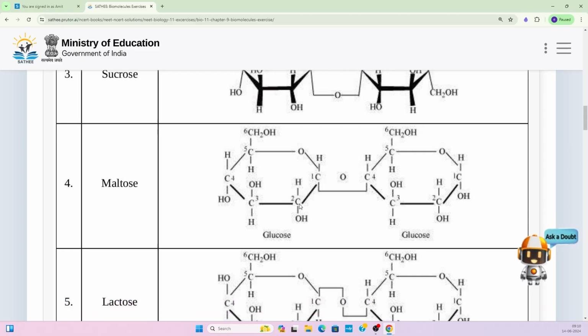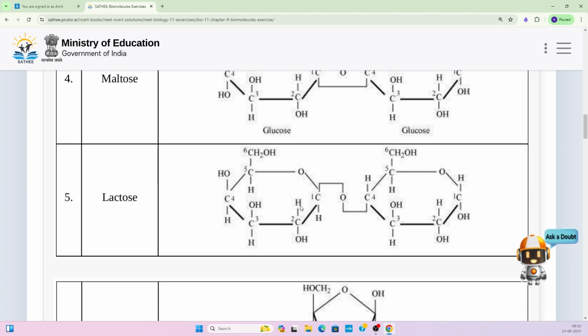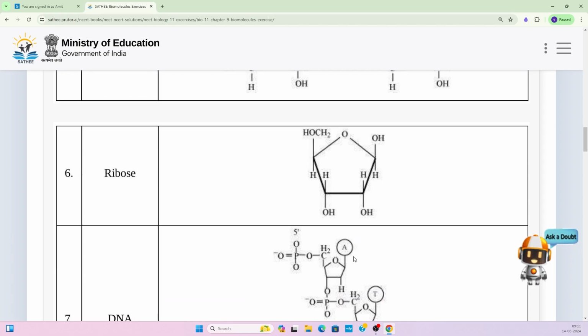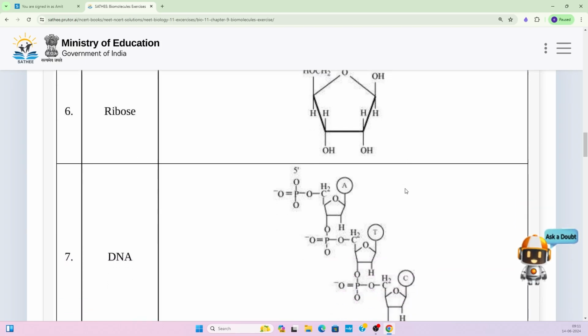Next is lactose, related to lactic acid, right? The conversion of this lactose into lactic acid. Here again you can see a glucose unit forming the disaccharide, lactose, that is present in milk. Now, this is the ribose sugar. You can see 5 carbons are there: 1, 2, 3, 4, and this is the fifth one. So this is the ribose sugar.